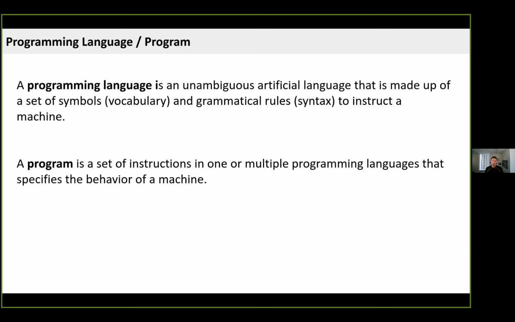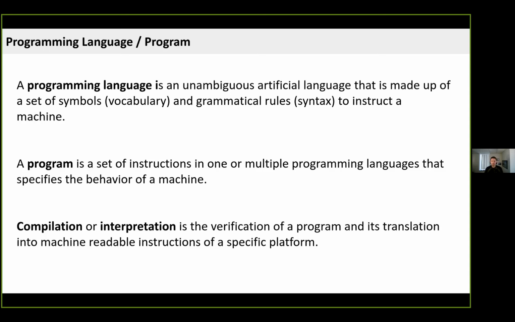A program then is a set of instructions in one or multiple programming languages, following the grammatical rules and using the sets of symbols or the vocabulary, that specifies the behavior of a machine. So you use a programming language to make a program, or you use multiple programming languages to make a program.